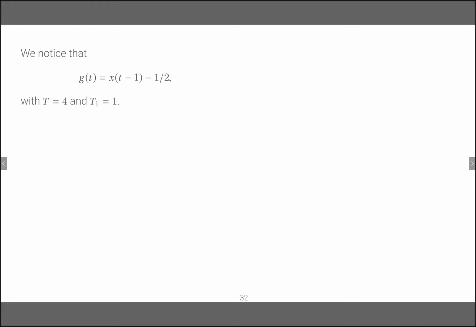Now to get this from the knowledge of the Fourier series coefficient of the square wave, we can find the relationship between the square wave and this signal.